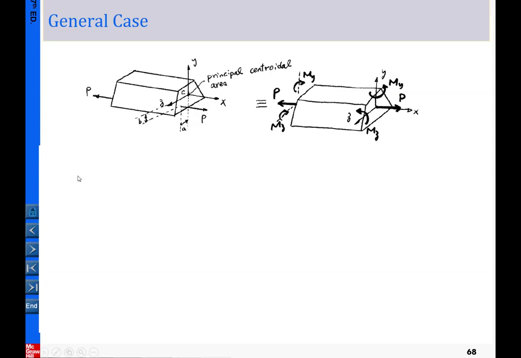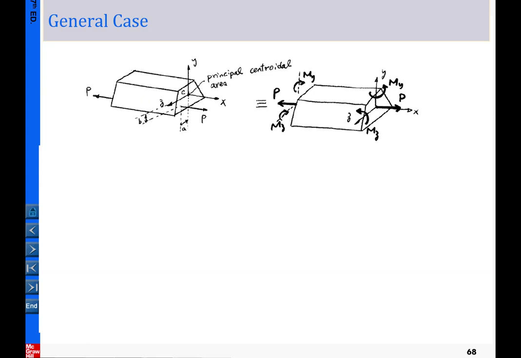This is pretty much toward the end of this chapter. We here talk about the very general case of eccentric, actually combined eccentric and symmetric loading. There are so many cases, but for illustration, I simply pick this as one example.